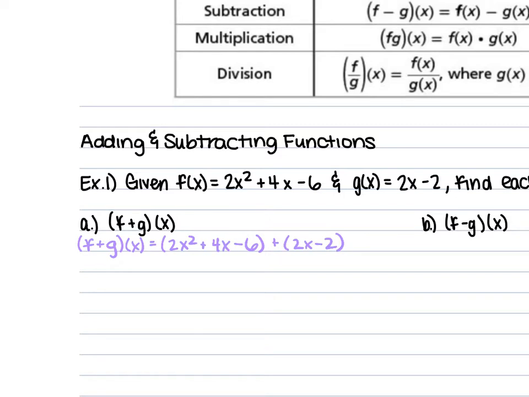So in this case, we are just combining like terms. So the 4x and the 2x combine. This is going to leave us with f plus g of x is equal to 2x squared plus 6x, and then the negative 6 minus 2 gives us negative 8. So minus 8.